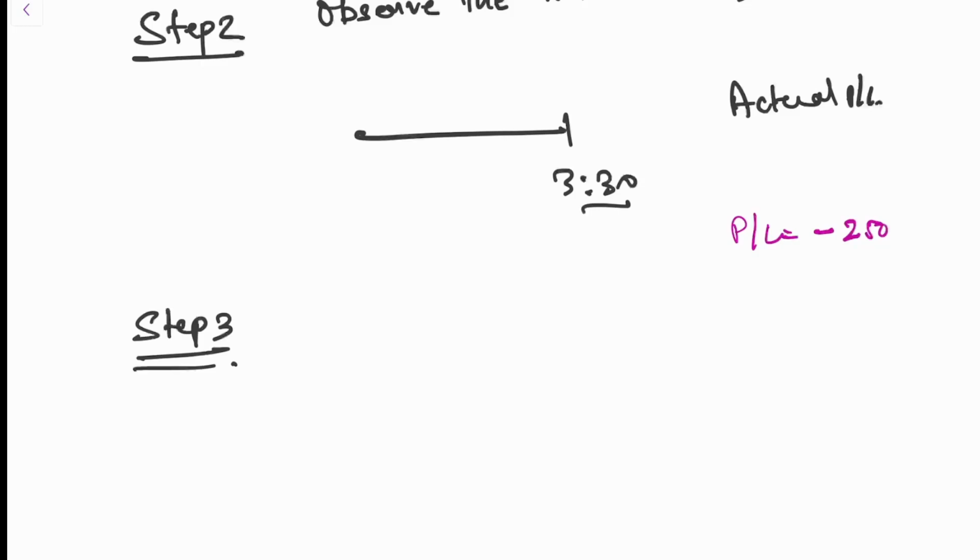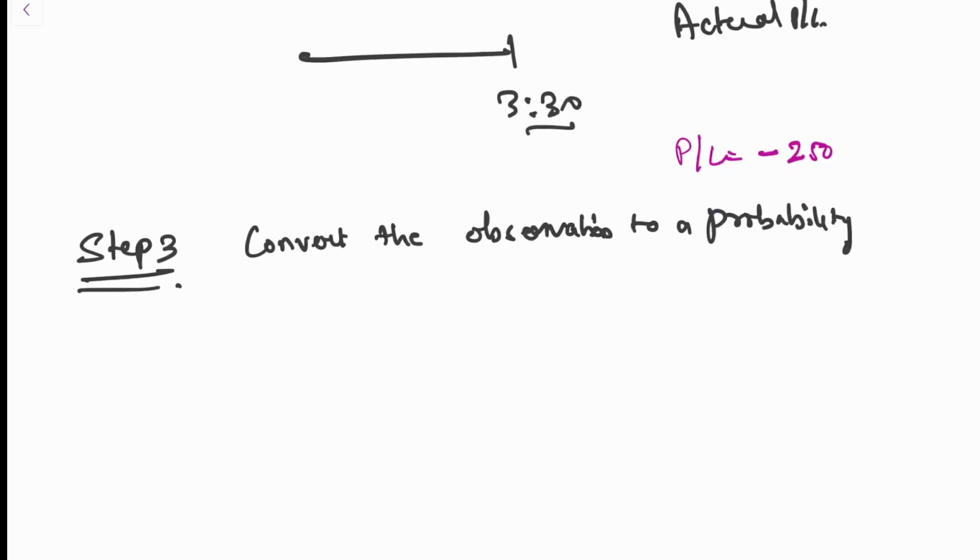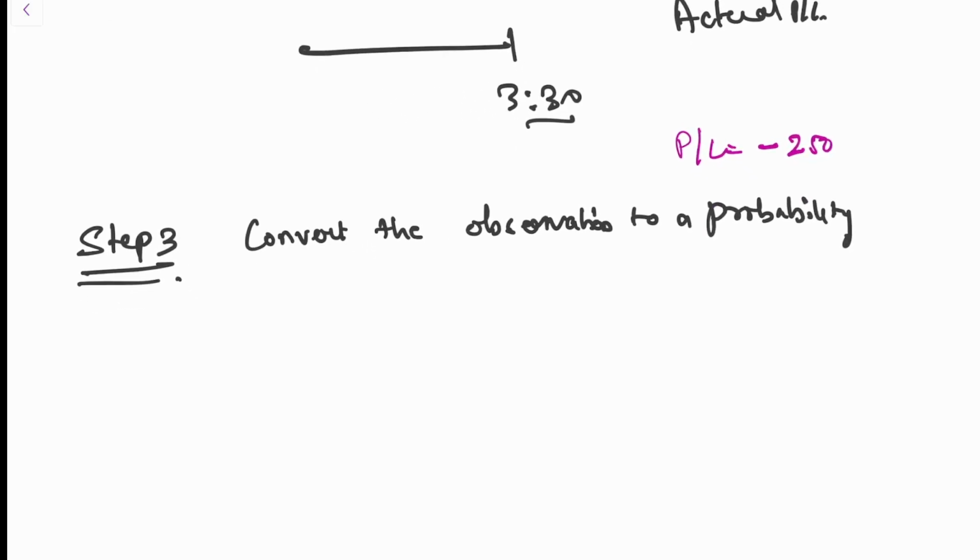Convert the observation to a probability, or we can say a PIT value. Basically we check where this profit and loss falls in the prediction distribution. This is done with the help of the CDF. CDF stands for cumulative distribution function.